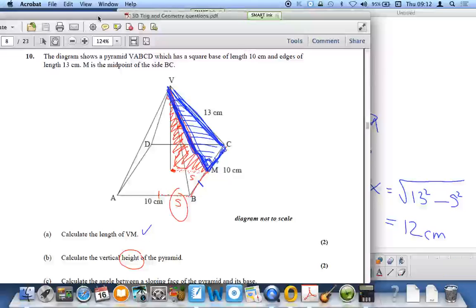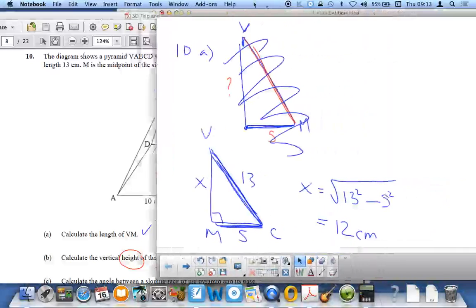But interestingly, in question B now, calculate the vertical height. Well, if I take the blue triangle the way that we've been using, you can see what happens now is you shift your focus to the red triangle on the inside. Because now I know that this length here is 12, 12 centimetres, we've just calculated it. I know that this distance is 5, and there's my next right angle triangle.